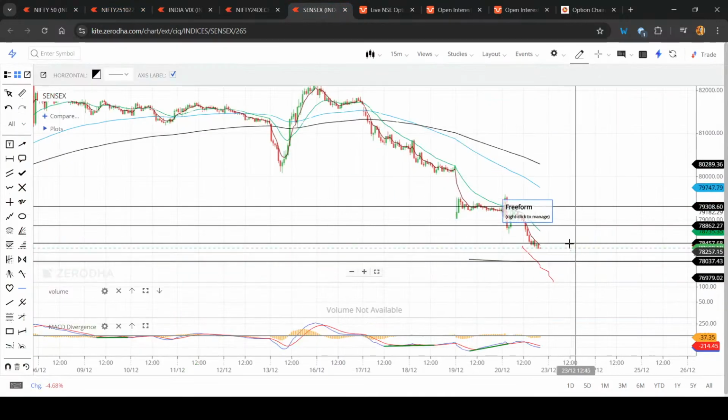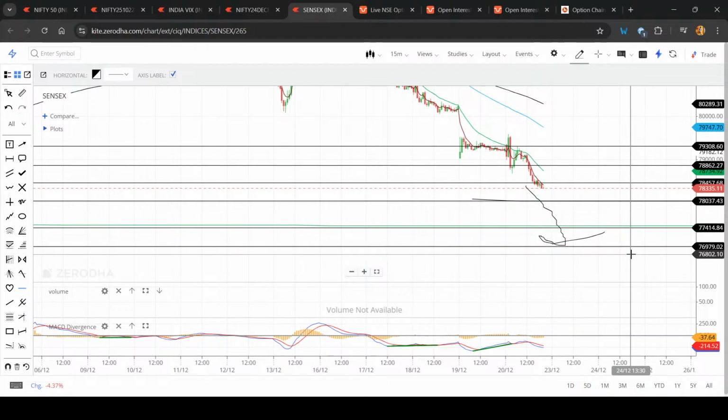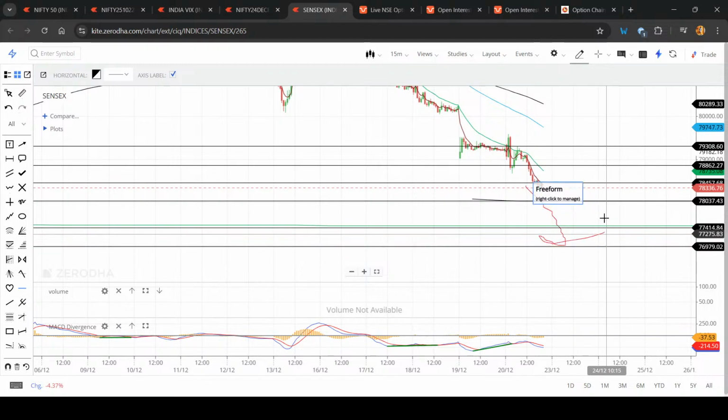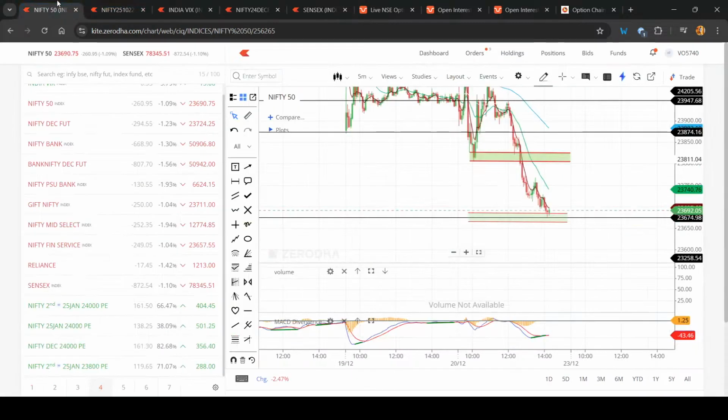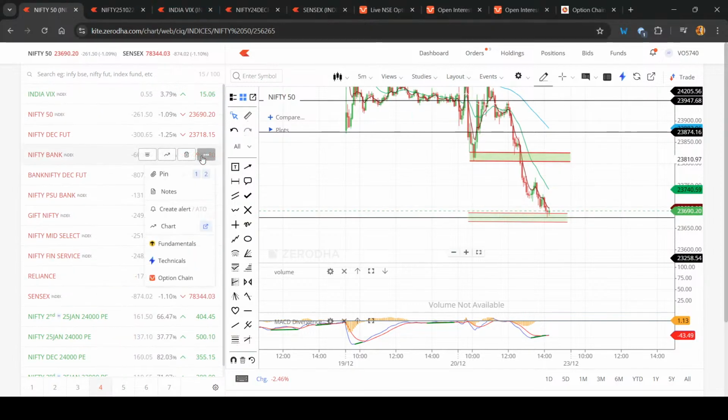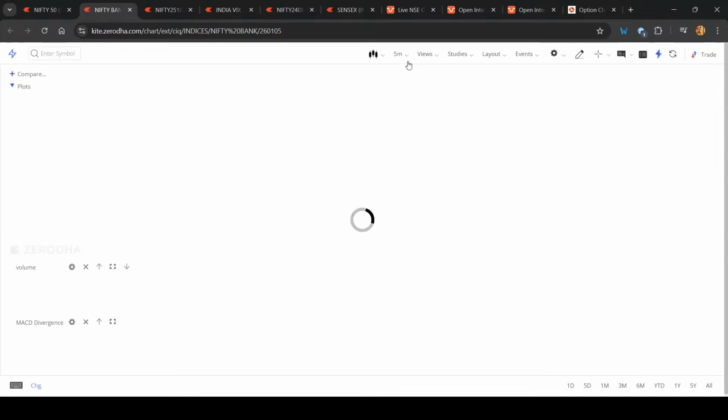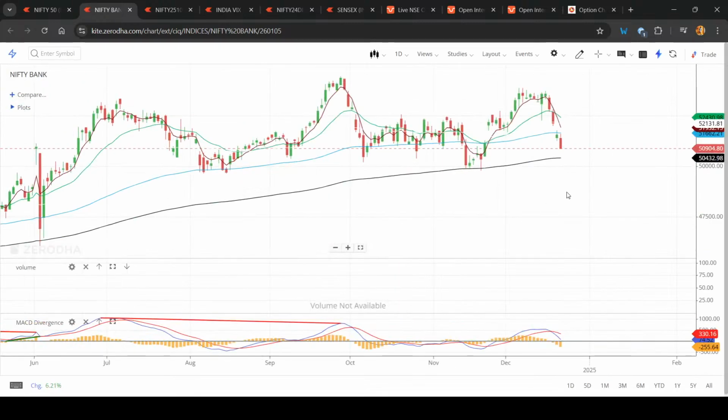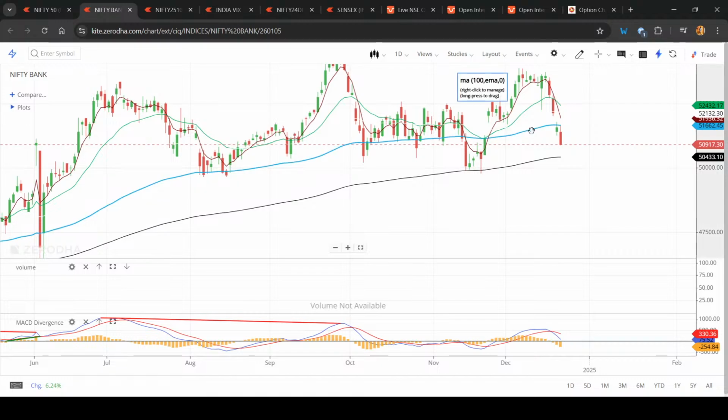Alright, Sensex, which we discussed, on break of 78,500 it will go to 78,000. Right, Bank Nifty we have to discuss. In Bank Nifty on the daily, if you see, right, we have broken the daily 100 EMA, 100 DMA we have broken, and 200 DMA we are going. I think it will touch the 200 DMA.